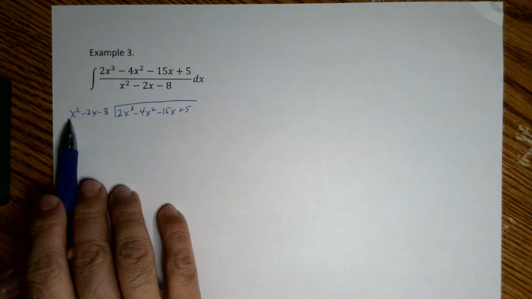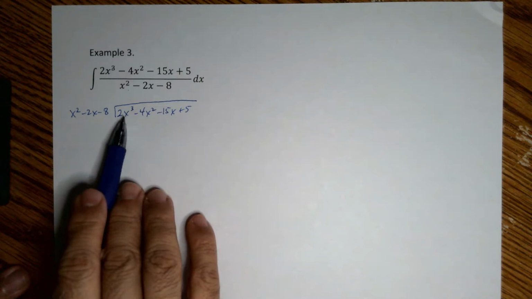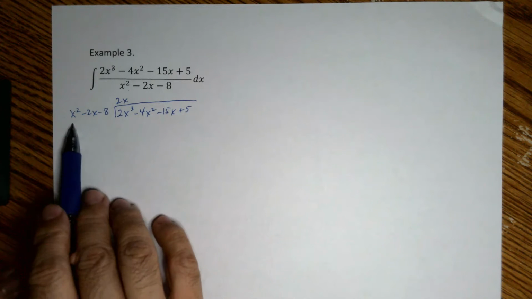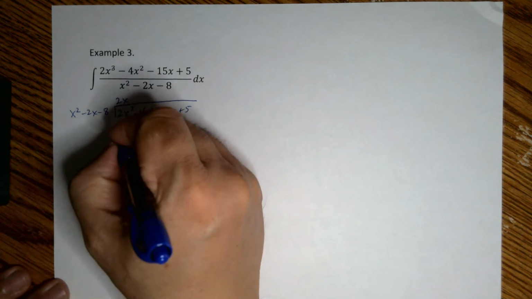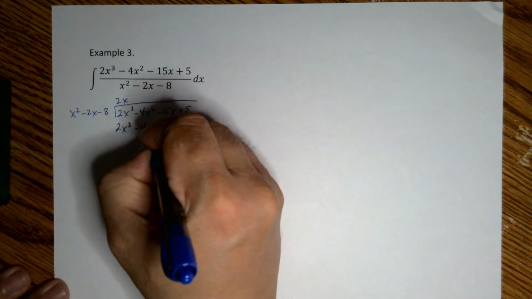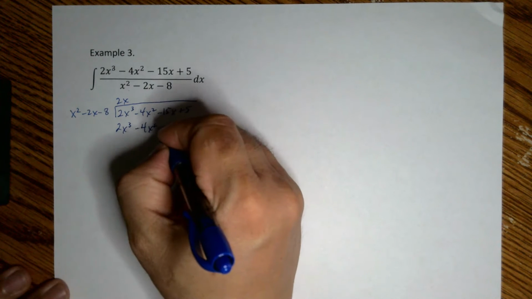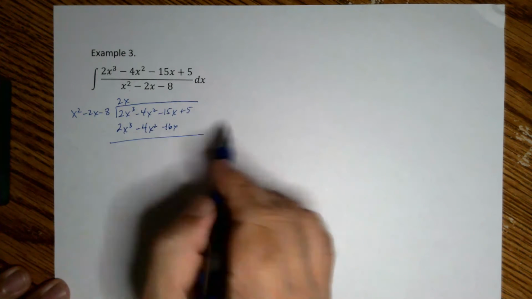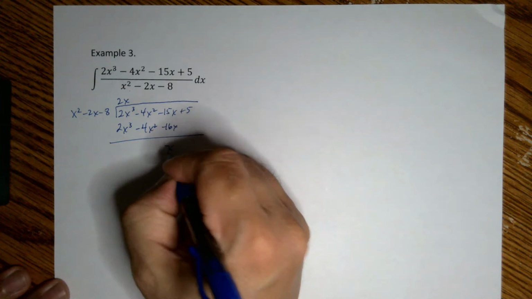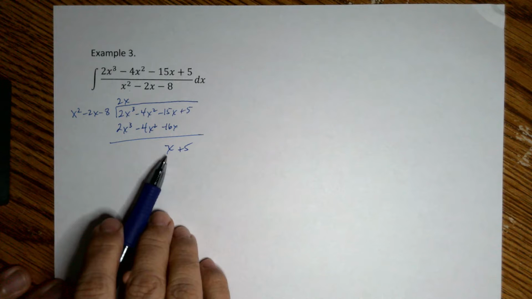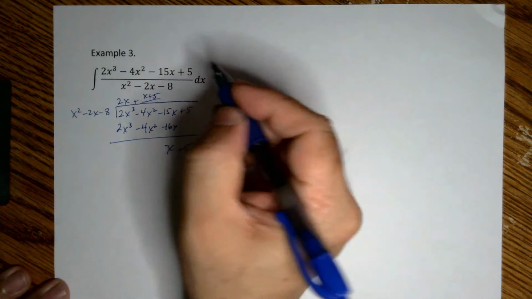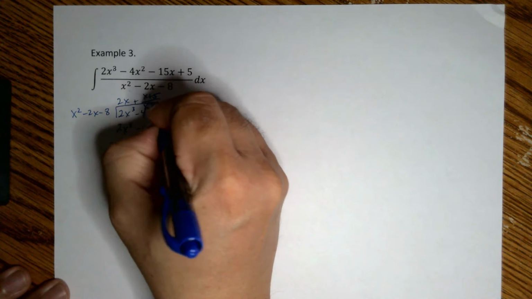So you just compare the first terms of each. So x squared times what gives me 2x cubed, and it's just 2x. Now you take your 2x and multiply all three parts. So 2x times x squared is 2x cubed. 2x times negative 2x is negative 4x squared. 2x times negative 8 is negative 16x. Change signs, or just basically subtract. So that cancels, that becomes positive x plus 5. This degree is now less than that, so that's the remainder. So it's plus x plus 5 over x squared minus 2x minus 8.